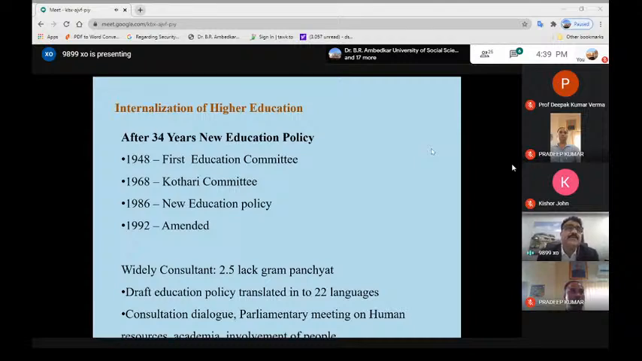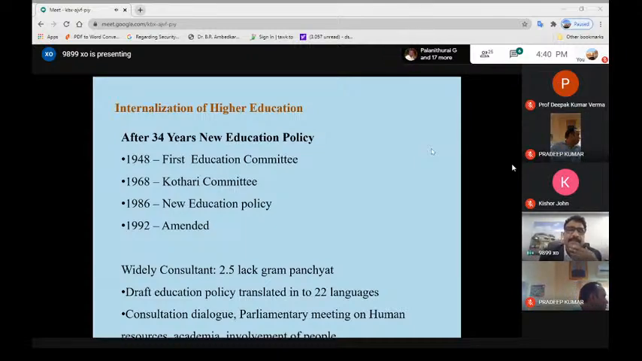Take the example of the formula. When you talk about the three-language formula or two-language formula, a crisis comes from the southern part of India, that there are a number of issues in that. So what I'm saying here is, this policy, although it came after 34 years, none of the countries has been changing its policy. It is a continuation of the earlier policy.